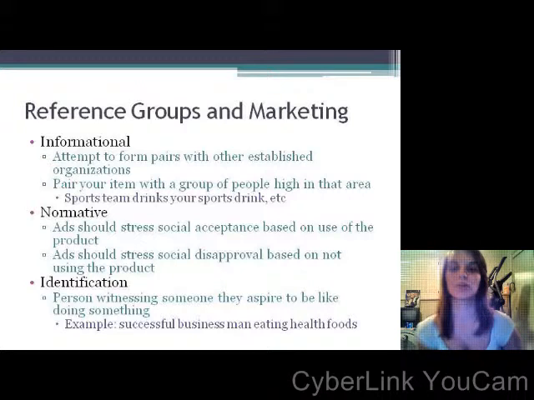This is when a person witnesses someone they aspire to be like doing a certain behavior. That makes them more likely to do the behavior as well. So as an aspiring business person, if I see a successful businessman eating healthy foods, I'm more likely to eat healthy foods.